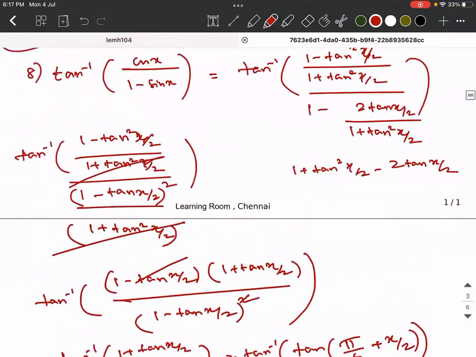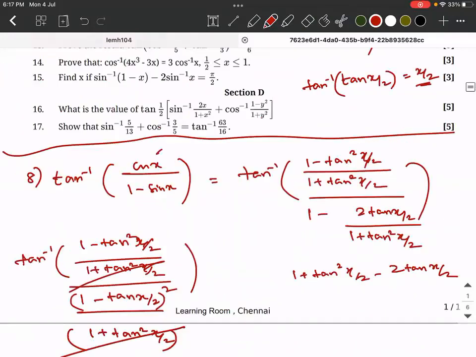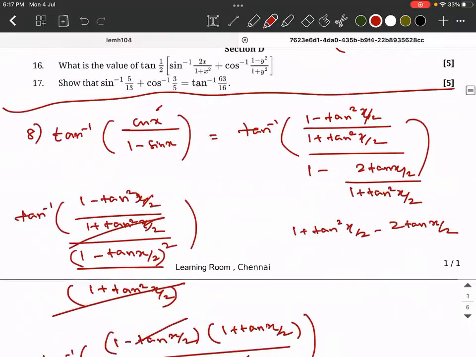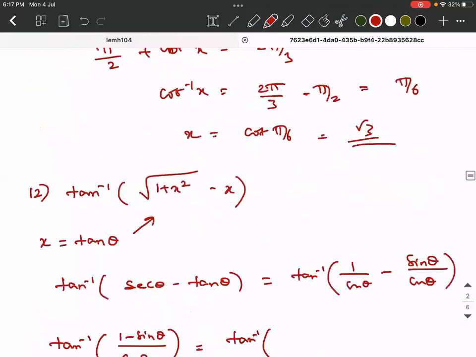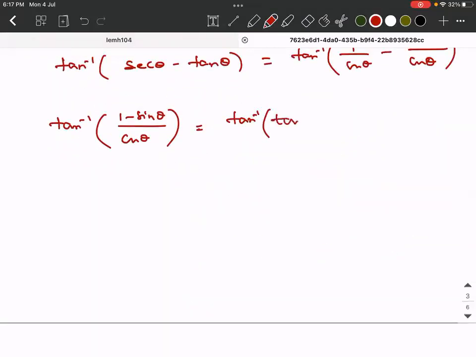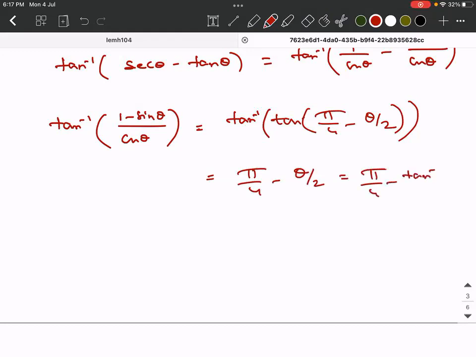See, observe, we did a similar kind of problem, tan inverse of cos x by 1 minus sin x. This is what? 1 minus sin x by cos x. So cos x by 1 minus sin x, you got tan pi by 4 plus x by 2. Upside down, sin x by 1 minus cos x. So tan inverse of tan of pi by 4 minus theta by 2, this is what you will get. So that will be pi by 4 minus theta by 2, or it is also equal to pi by 4 minus tan inverse x divided by 2. This is the answer.